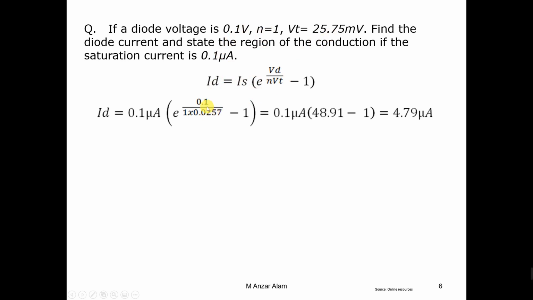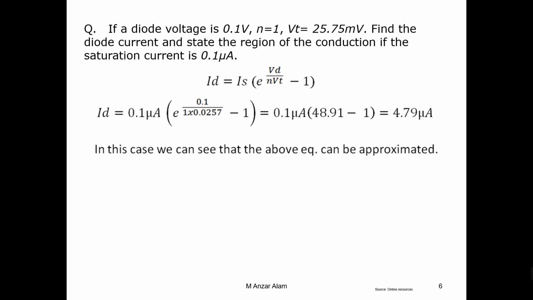So we convert millivolt to volt, and the minus 1. If we calculate this, we end up with 4.79 microampere. Okay, and this is the answer. The question is over.